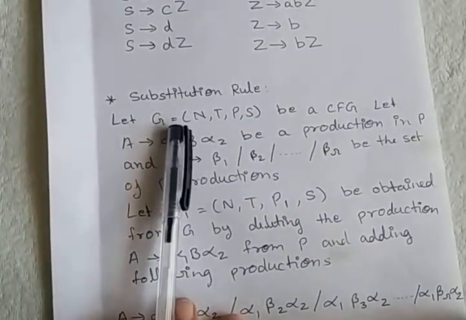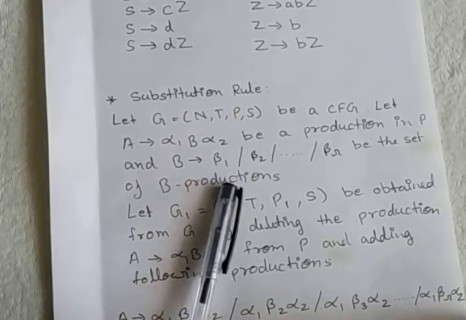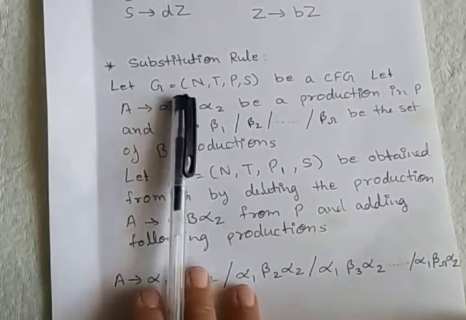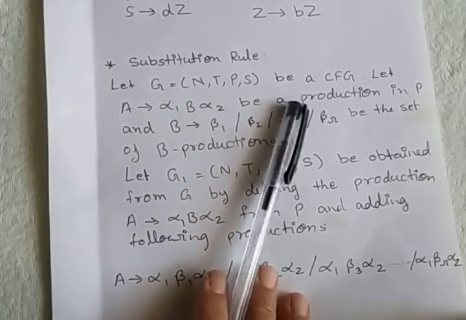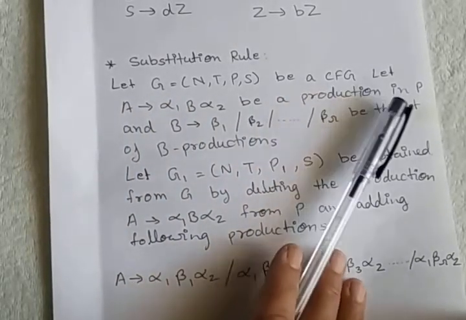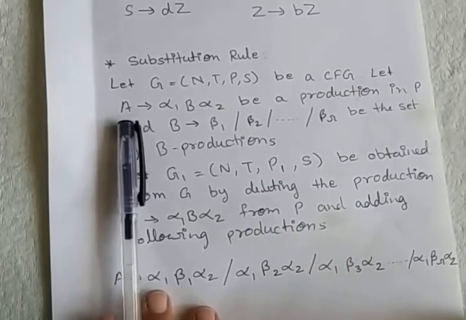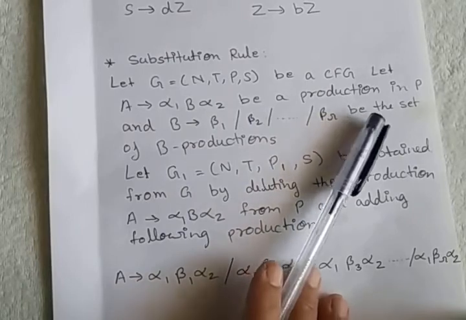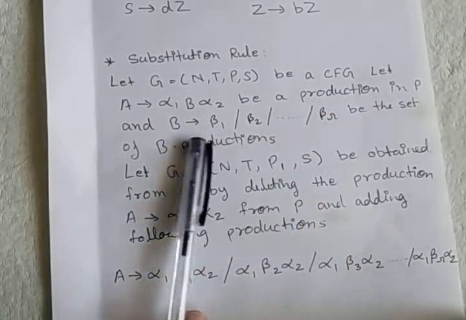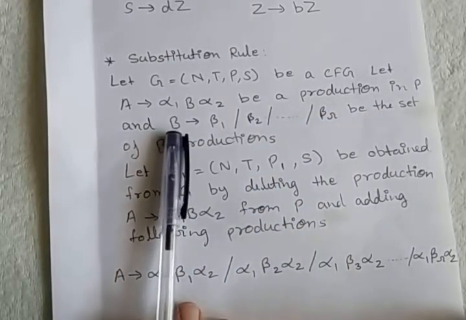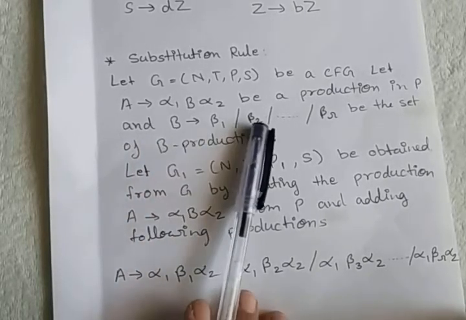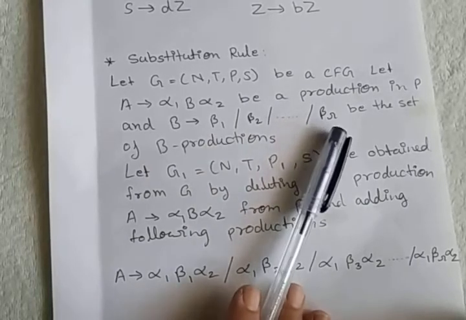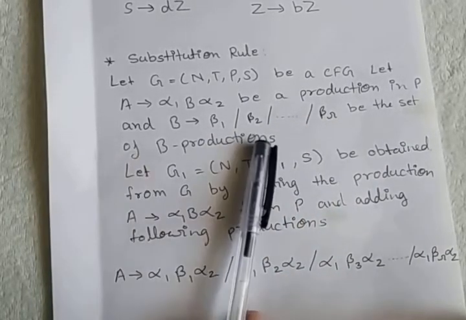Now let's see what the substitution rule is. Suppose we have a grammar G equal to (N, T, P, S), a context-free grammar, and we have a production A tends to alpha 1 B alpha 2, which is a production in P. And we have some rules B tends to beta 1 or B tends to beta 2 or B tends to beta 3 and so on up to B tends to beta R. We have these B productions.